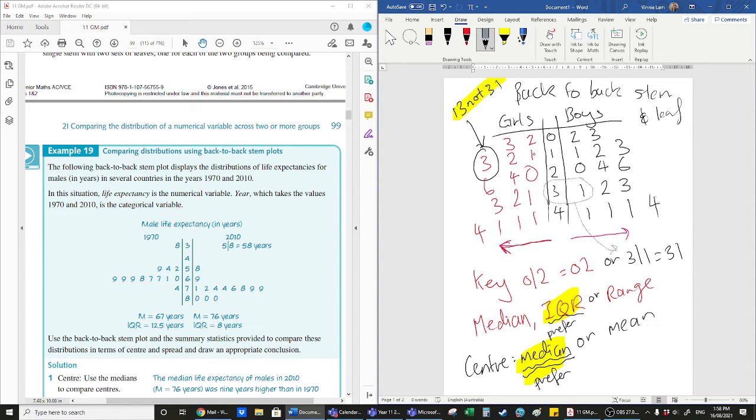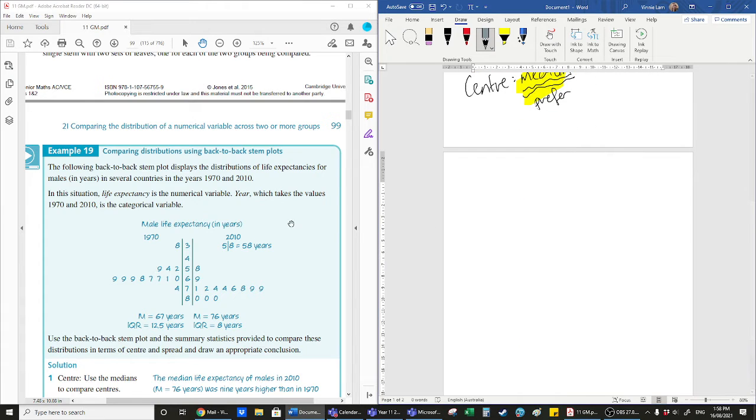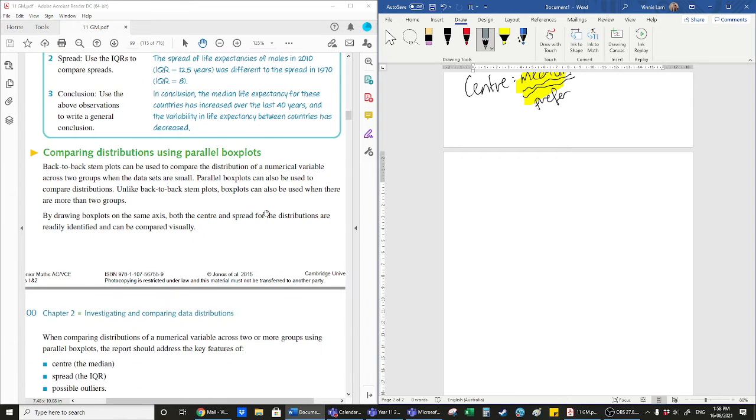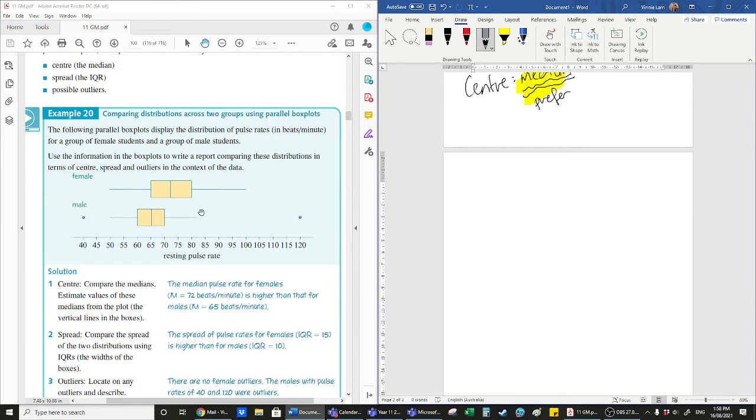Okay, very colorful. The next thing is a parallel box plot. Now a parallel box plot looks like that. You've got one single number line, and then you've got two box plots on top of each other, as you can see there. So one number line and two box plots.